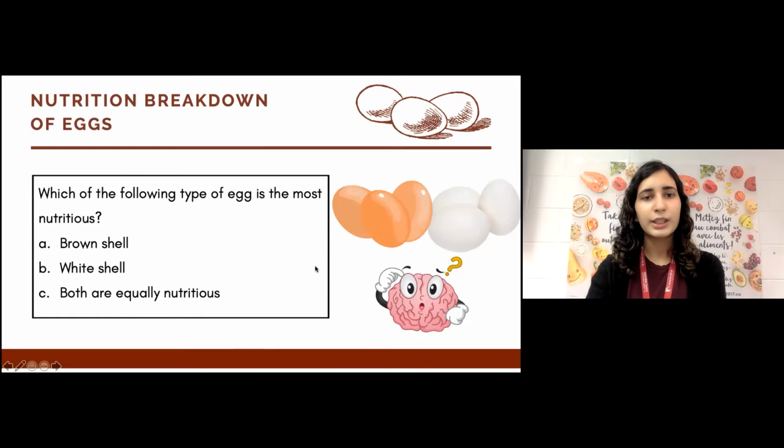So we have a question here, which of the following types of egg is the most nutritious? Ones with a brown shell or with a white shell? Both are equally nutritious, because the color of the shell only relates to the type of hen and does not have to do with nutrition.